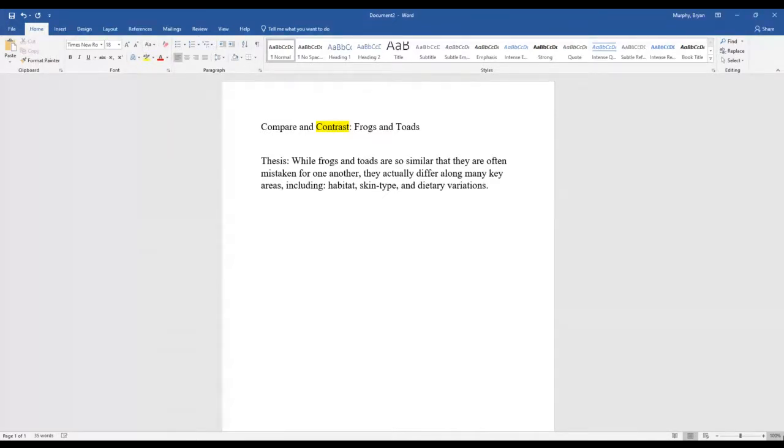Okay, let's do it. Topic sentence 1. All right, so that's going to be the habitat. Despite their similar appearance, frogs and toads differ greatly regarding the amount of time they spend on land, with toads being far more terrestrial than frogs.